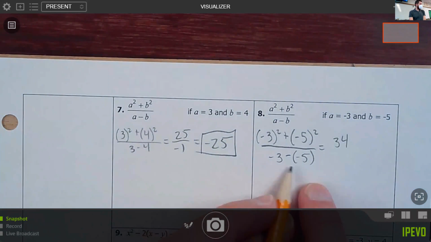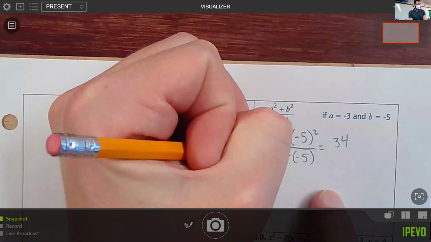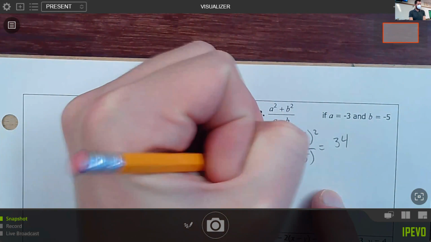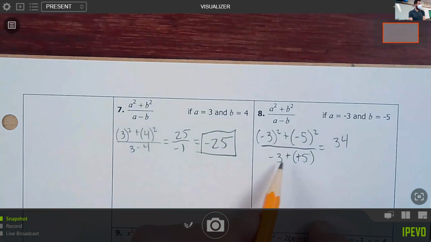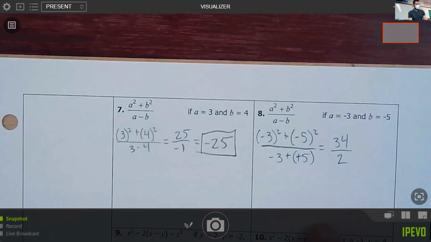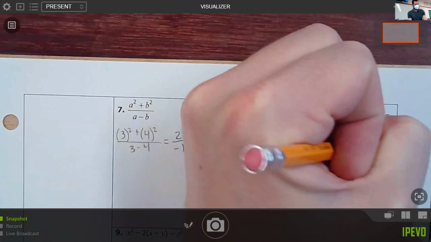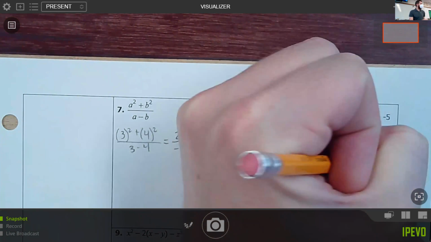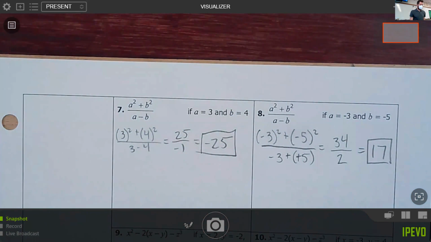-3 minus -5, same as adding the opposite. So that's -3 plus 5, which is +2. And 34 divided by 2 is 17. So some of these can be actually done pretty quickly once you plug them in. All right, any questions about 7 or 8?